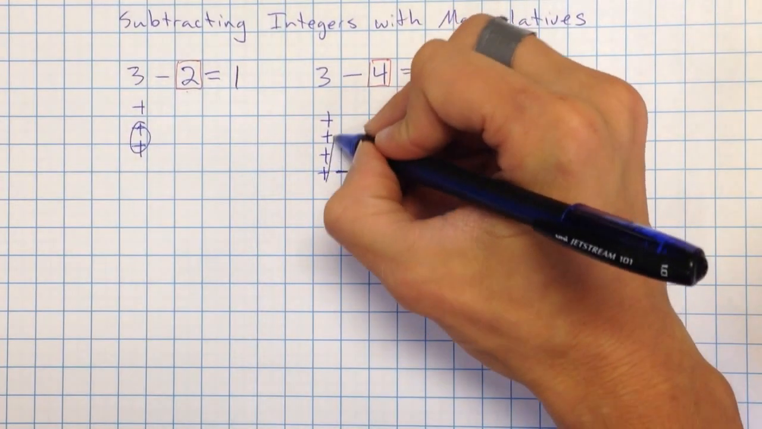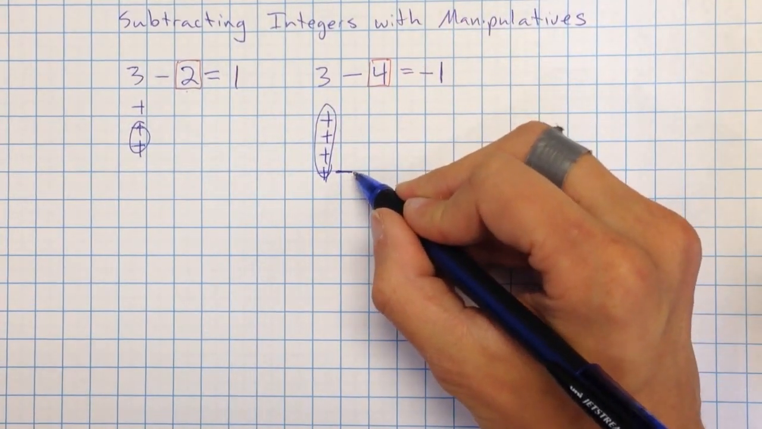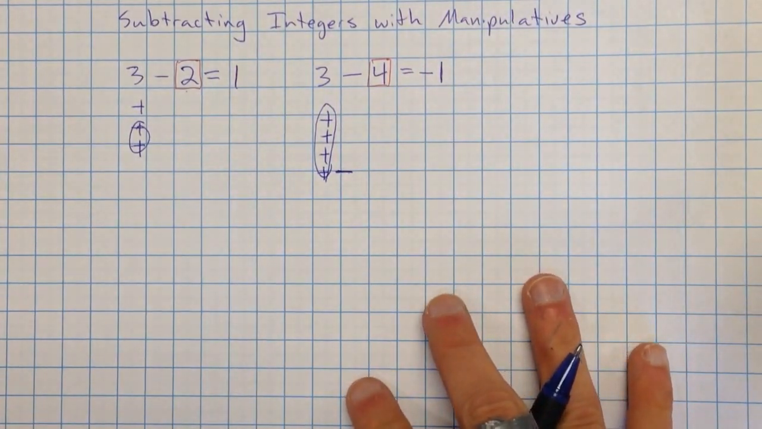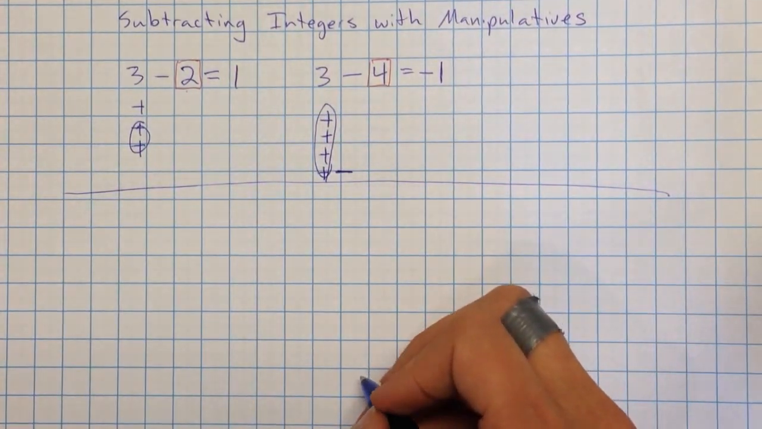I can then circle those 4 positives, and that leaves me with an answer of negative 1. Okay. I'm going to draw a little line. We're going to do a couple more of these.